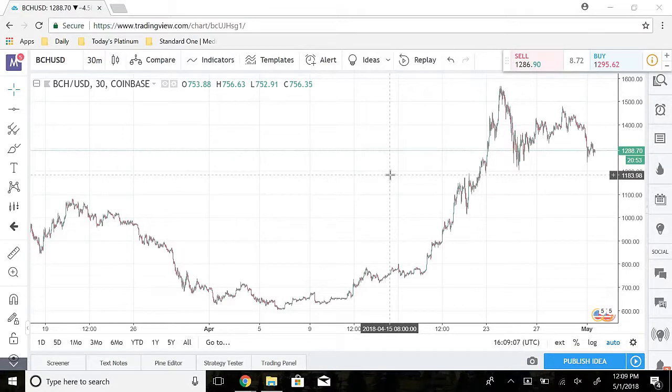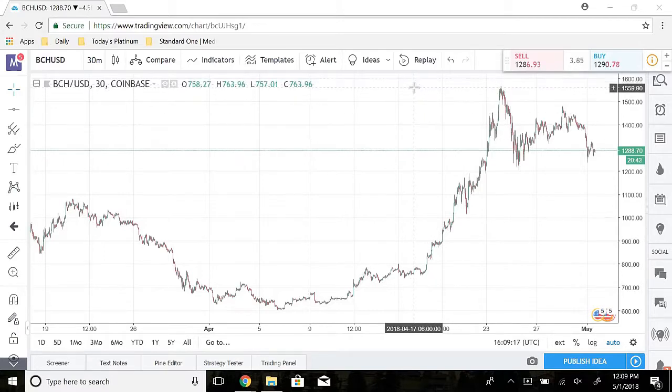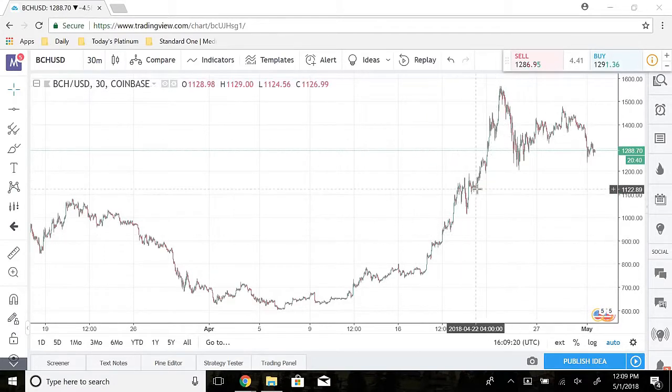Wanted to talk about drawing support and resistance lines. Now, the whole idea about drawing support and resistance lines is so that you can expect a range of prices that the specific asset will fluctuate in between. So it's basically showing where exactly you're finding that the coin bottoms out at.